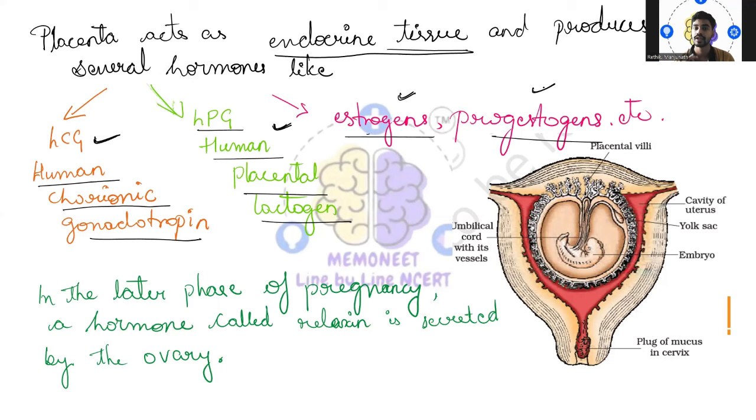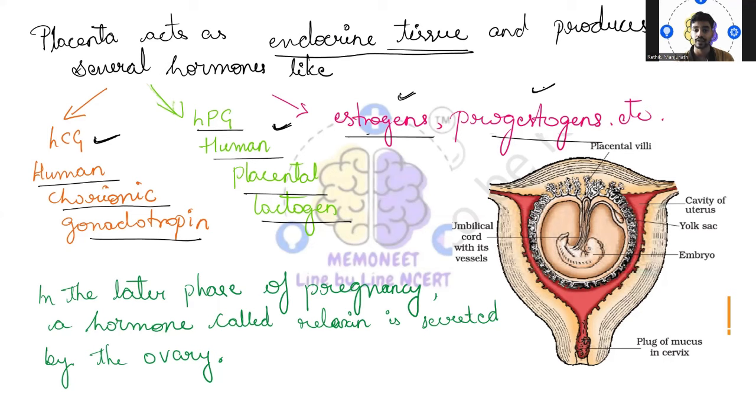So here the placenta acts as an endocrine tissue. What is the major function of endocrine tissues? Producing hormones. So the placenta is producing hormones, and which hormones is it producing? HCG, then HPL, estrogen, and progesterone.